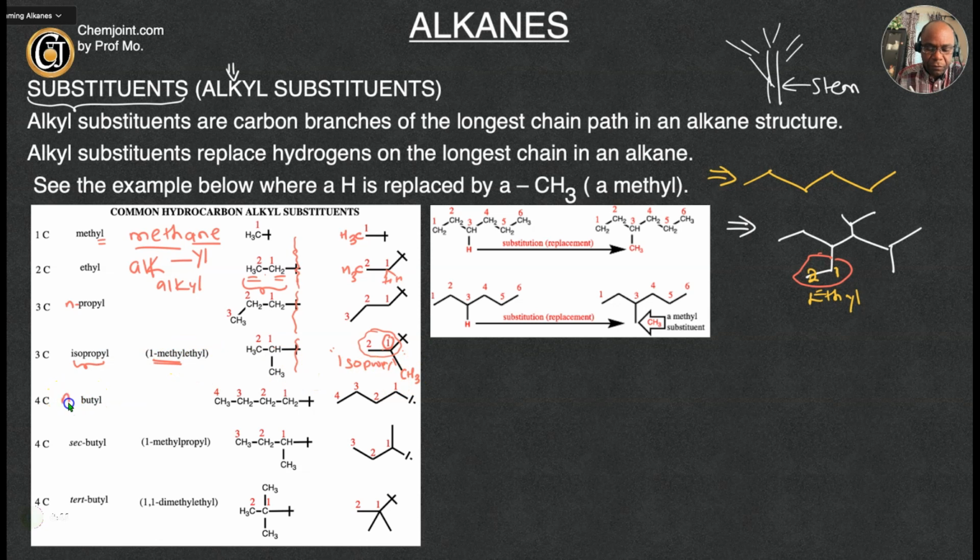And then we go to the 4-carbon one. It has 4 carbons in it, and it's straight chain, so people will call that normal butyl because it can also branch in 3 ways.